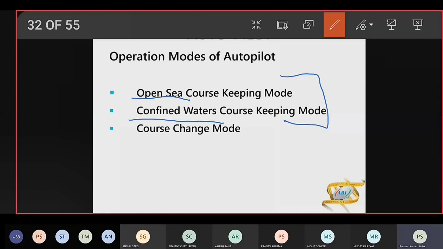When it starts going a bit too far out, then it operates. But this liberty is not available to you in confined waters. You are going in a traffic lane. You are in areas where a lot of deviation, or even some deviation of the course, is not allowed, no room. In that case, you are operating the autopilot in confined water mode.